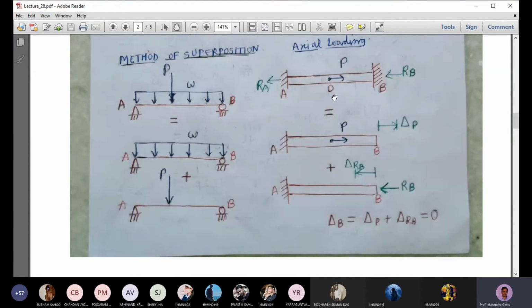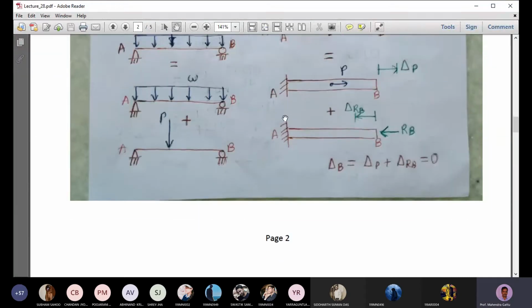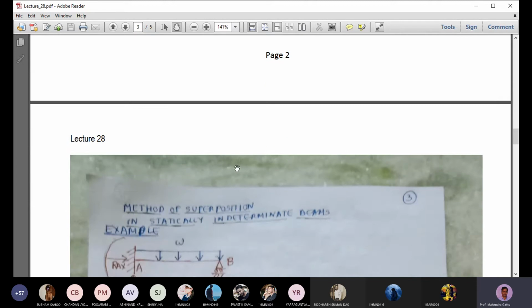So this is the concept which you used for statically indeterminate bars subjected to axial loading. The same concept will apply to beams. So let's look at a simple example here.